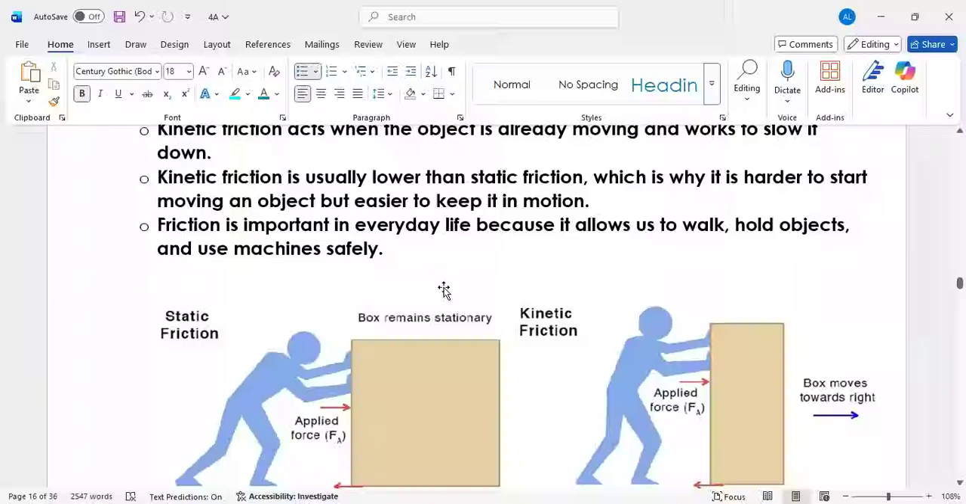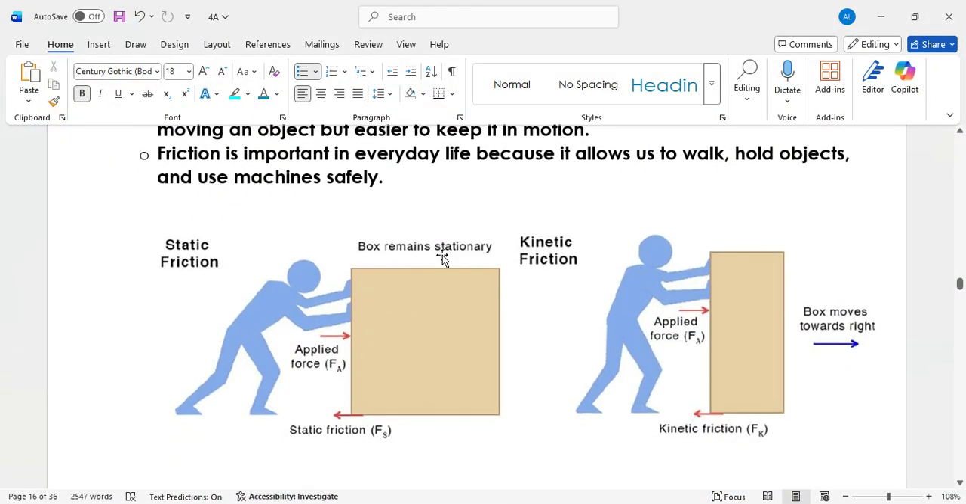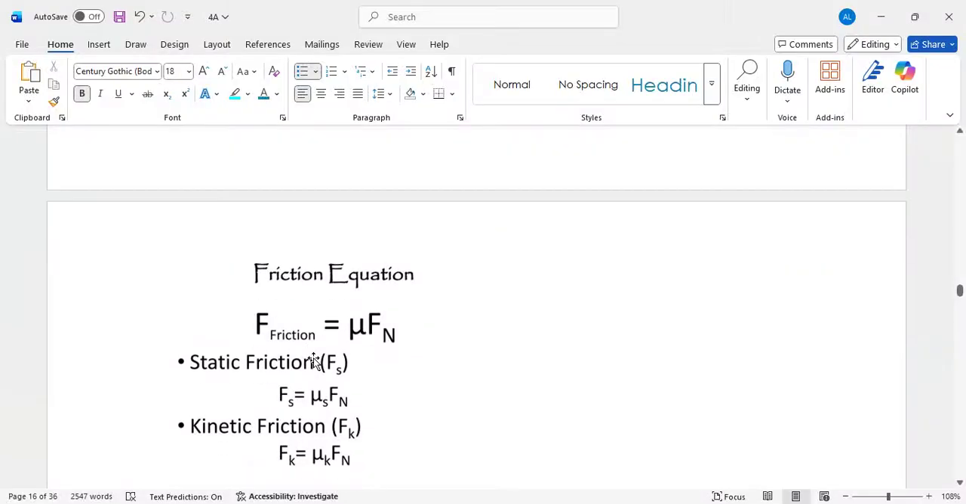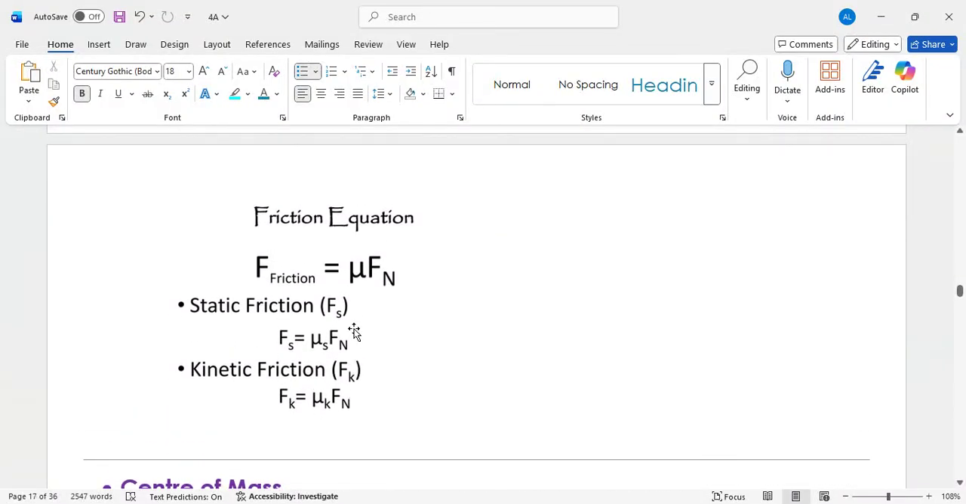So that is static friction. That is the applied force Fa. The box remains stationary, static friction. The block is also pushing towards the person. Kinetic friction: the applied force and the kinetic friction are also acting on the person. The box moves towards the right. With static friction, the box is not moving, which is why we say it's larger.